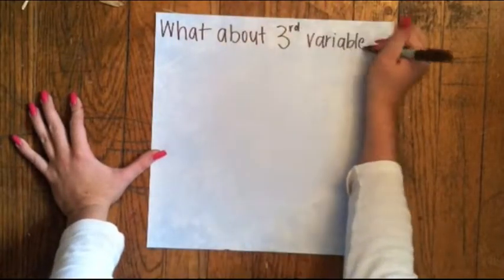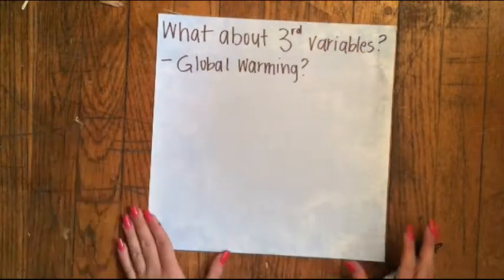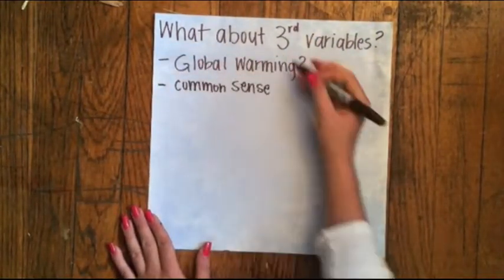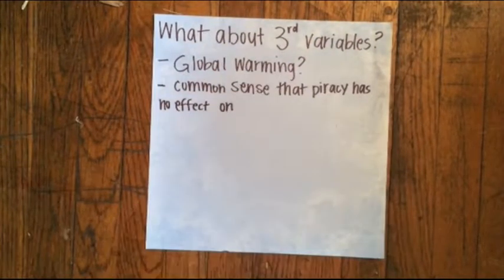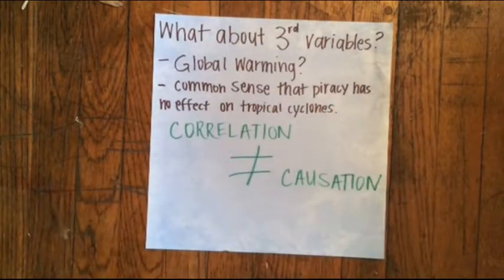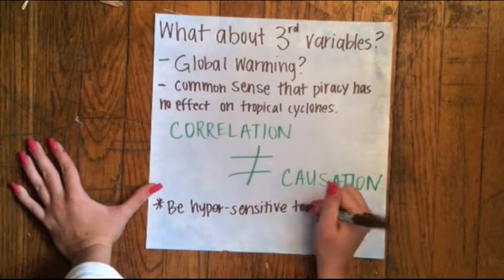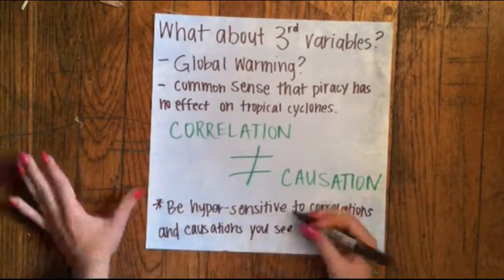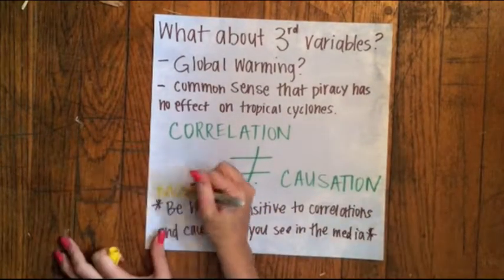So what about third variables? What about global warming? It is common sense that piracy has no effect on tropical cyclones. Therefore, this article proves that correlation does not always necessarily mean causation. The moral of the story is that we need to be hypersensitive to correlations and causations that we see in the media every day.